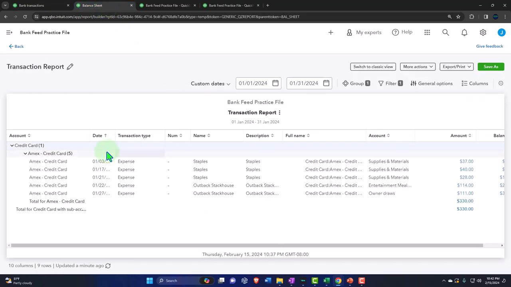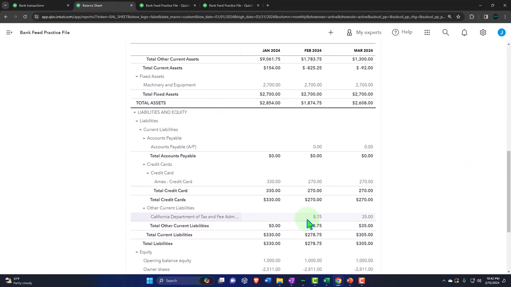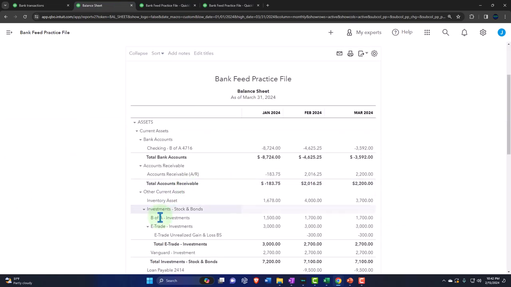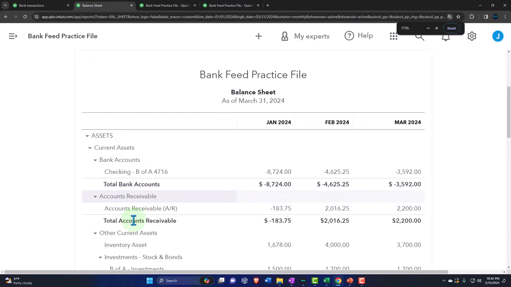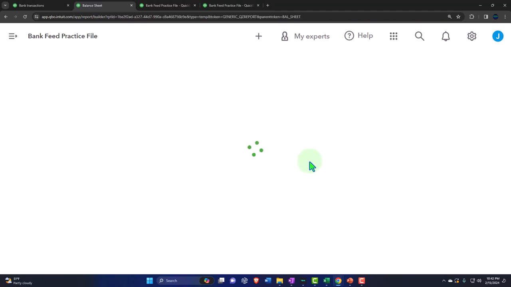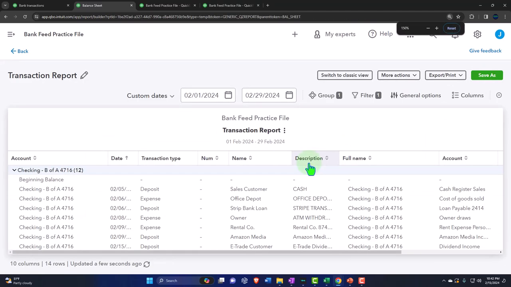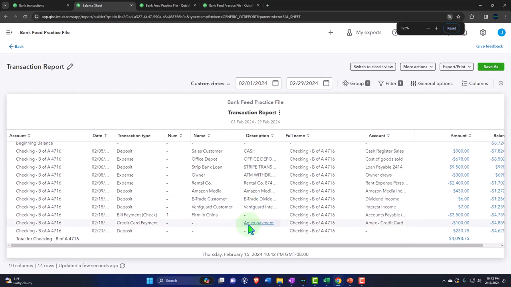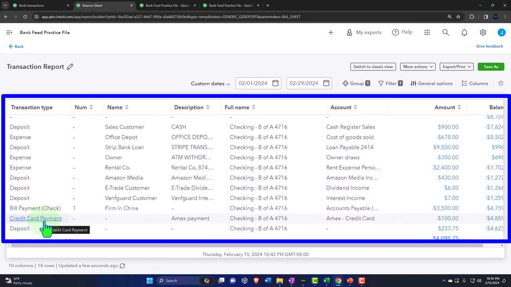If I go to the balance sheet and go back and then I run it, then I could say in the checking account, when did I pay it? It was February, I think. In February, we had the credit card payment. So now it's in there as a credit card payment.